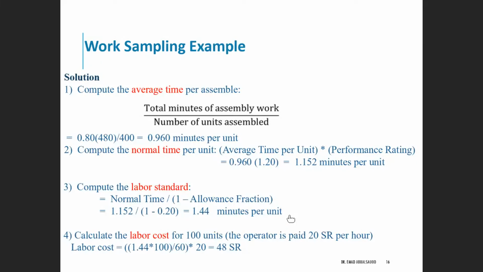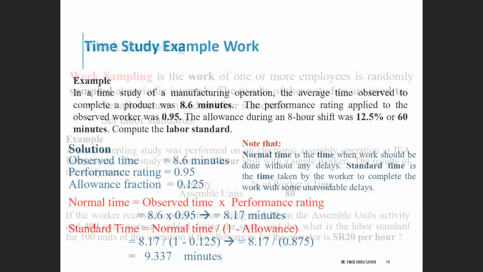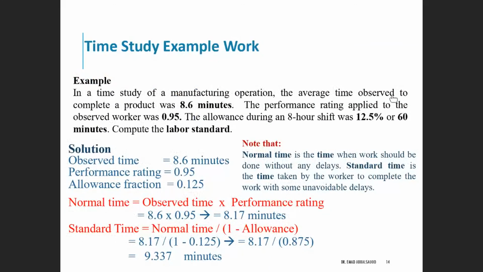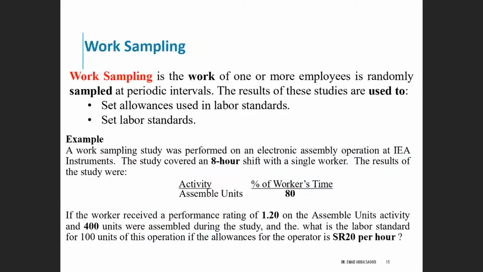The solution here says the total minutes of assembly work divided by the number of units assembled. We want to find an average time. We cannot use the total time to find the standard. We have to find the average time. Remember, in the previous example, the average observed time was given. Here, in the example we are solving, we have the total time and the total number of units. So we want to find this one, this 8.6, first in this example.